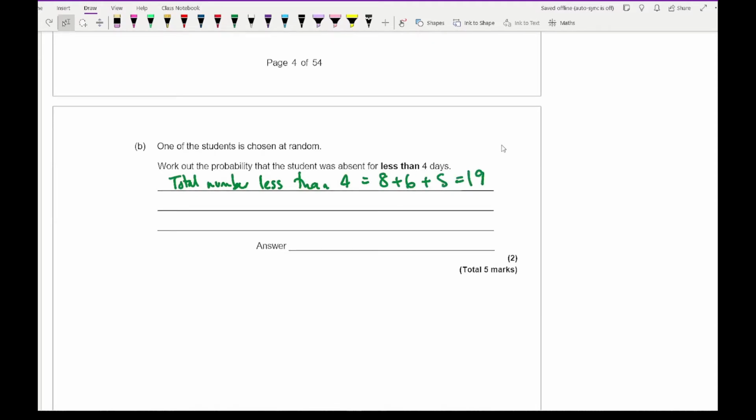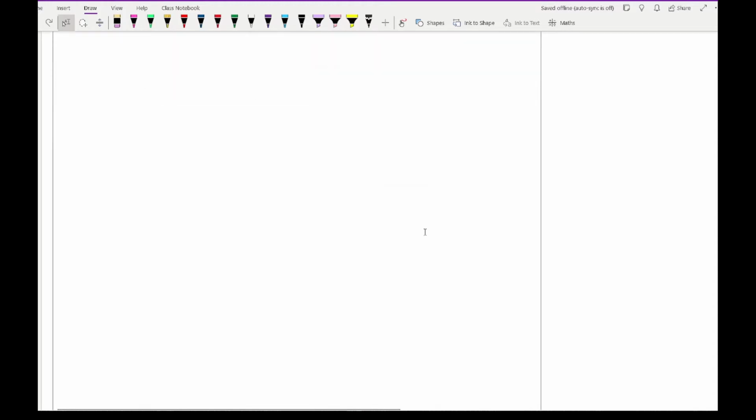So the answer then is going to be 19, and there were 25 students in total. That fraction can't be simplified, so the final answer then is 19 over 25. Now again, you would get 1 mark just for calculating that there were 19 students who were absent for less than 4 days. And remember that less than 4 does not actually include 4.